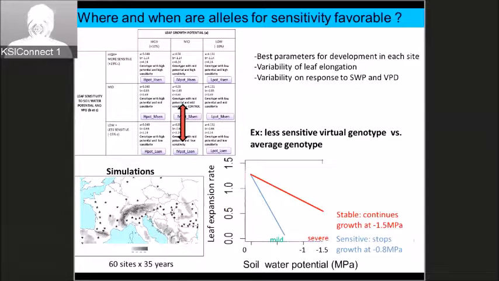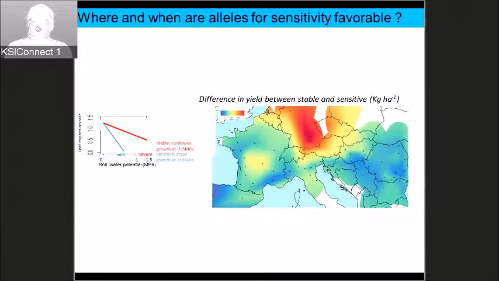It's the comparison between these two genotypes, with one genotype being not sensitive to soil water potential, continuing to grow even under severe water deficit, and another more sensitive, which stopped growth really early during drought. So that's the results, at the European scale.